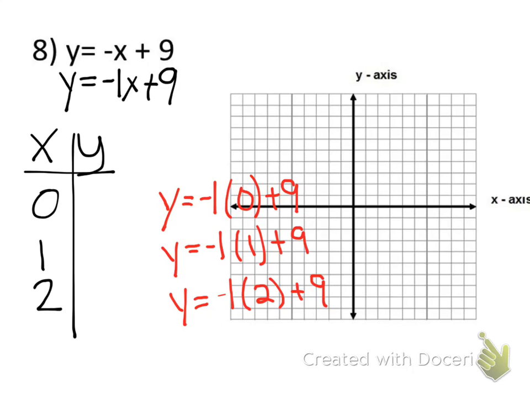So what is negative 1 times 0? And what's 0 plus 9? 9. What is negative 1 times 1?